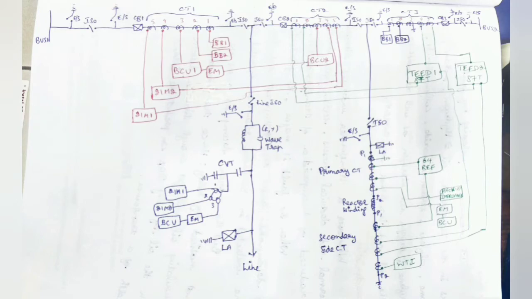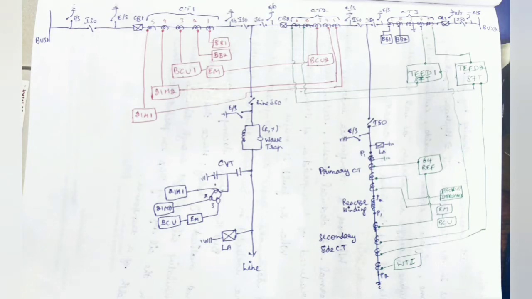Then going to the tie bay, here the tie CT, the first two cores are connected with the TEED protection, and the third core is used for the BCU, bay control unit, of the individual tie bay. Next, core 4 and core 5 are connected to the distance relay. This comprises the tie bay protection.